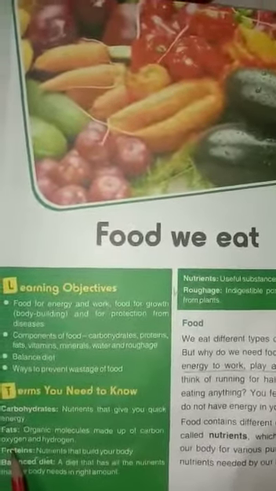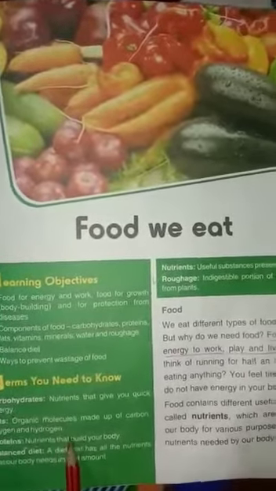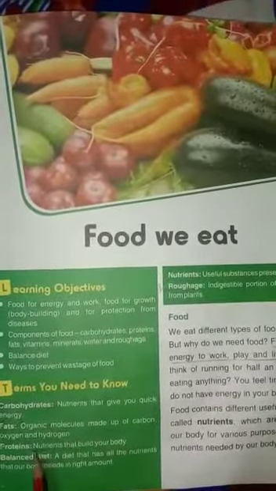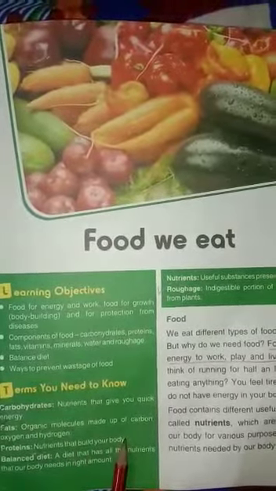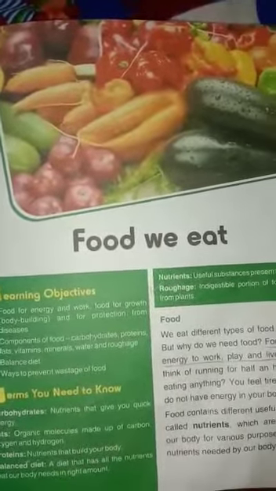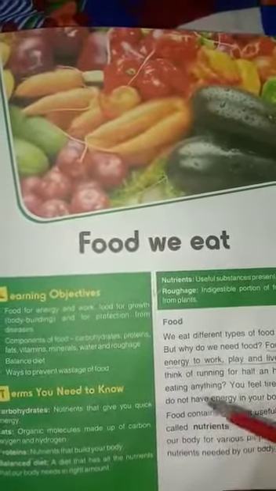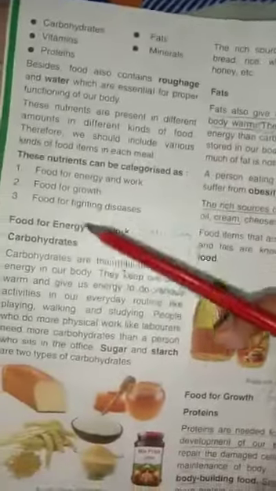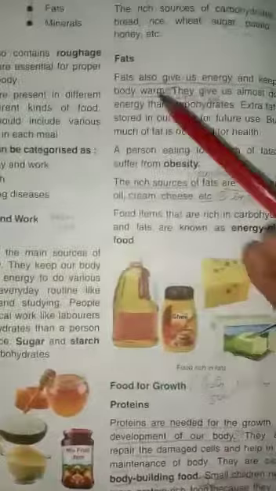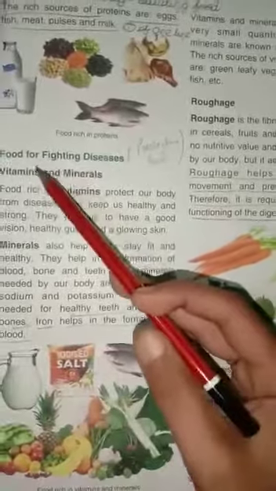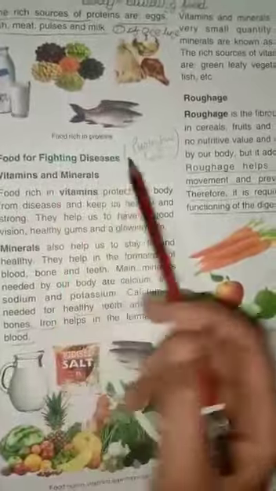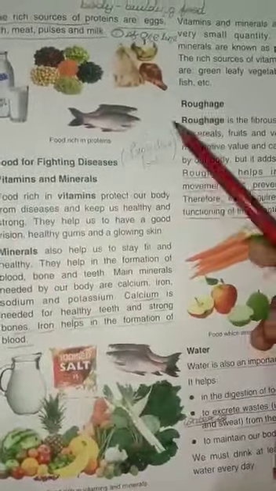Now, protein. What are proteins? Nutrients that build our body. That food is also called bodybuilding food. What are the rich sources of protein? Fish, meat, pulses and milk. So we have discussed this in the previous class about carbohydrates, fat, protein, and now we will discuss vitamins and minerals, also called food for fighting disease, which is also called protective food.